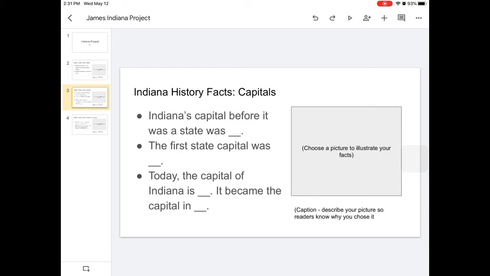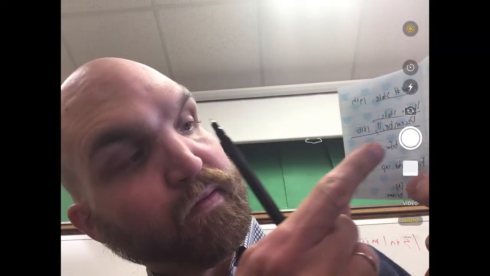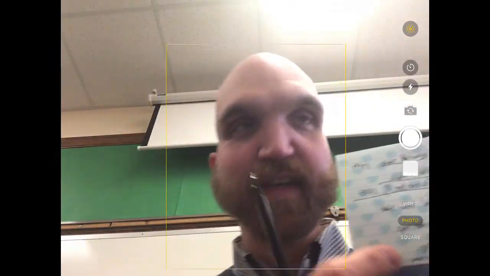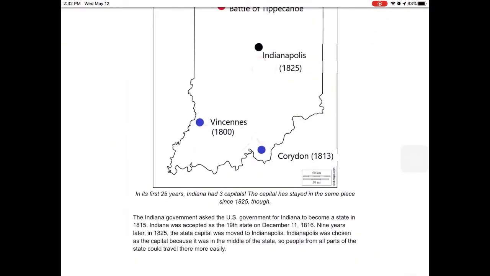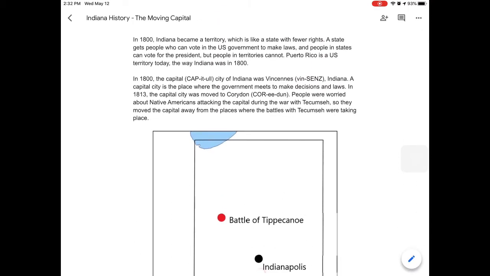You should have those 4 pieces of information written in your notes somewhere. You wrote down a note to yourself so you don't have to hold all this in your brain and flip back and forth between screens. So my notes say capital before it was a state, first state capital, today capital, and when became. That means when did today's capital become the capital. That sounds like a lot of information, but we're just scanning. We're just going to look quickly through an article. We're not going to talk about every single thing in here.